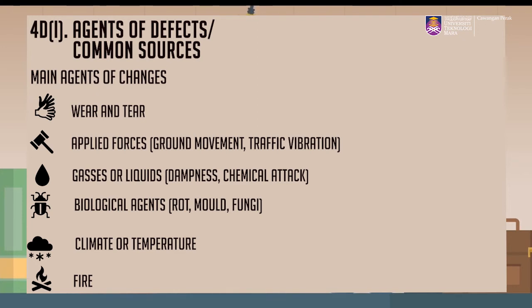Next are gases and liquids. This agent can cause dampness and chemical attack on the materials or elements of the buildings. Next are biological agents. Biological agents include microorganisms and can cause rot and growth of mold and fungi on the building materials. Next is climate or temperature. The changes of climate and temperature will affect the exterior of the buildings, causing degradation of building elements such as roofs, walls, and so on. The last one is fire.